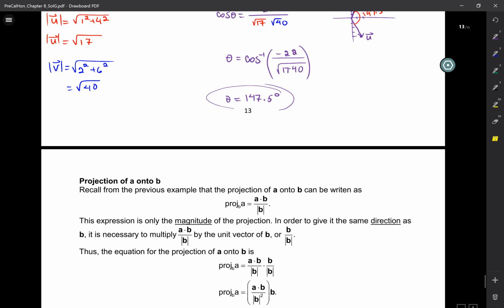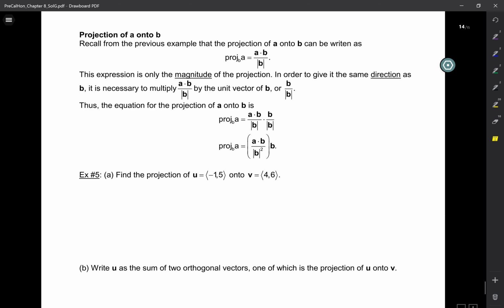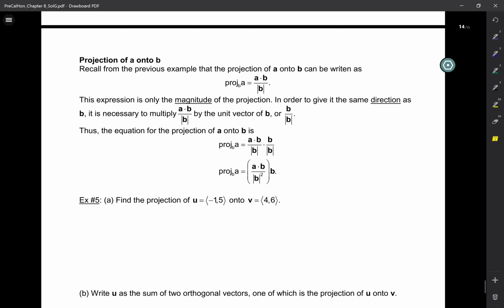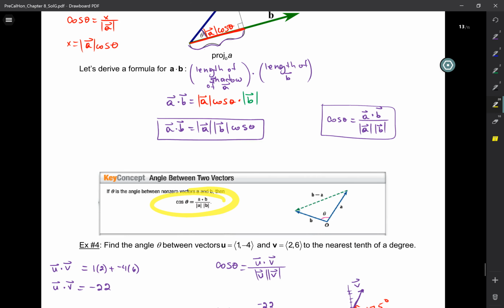That's section 1. Okay, projection. Let's talk about projection. We've been saying that this projection is the length of the shadow, which is a scalar, right? Now, how did we find the projection? It was A dot B over magnitude of B. That's what we did here.